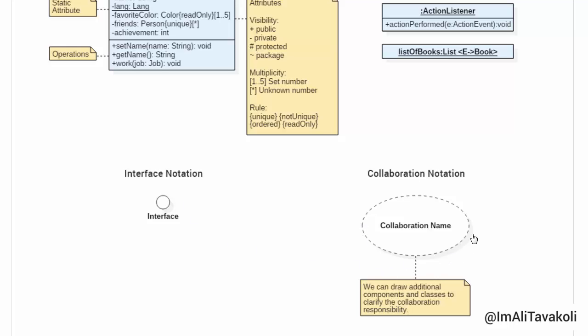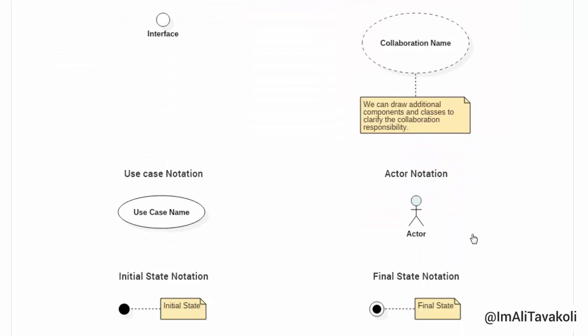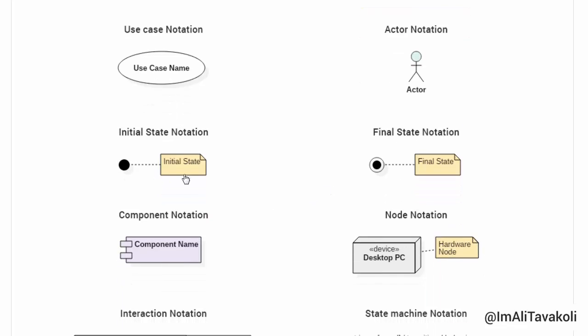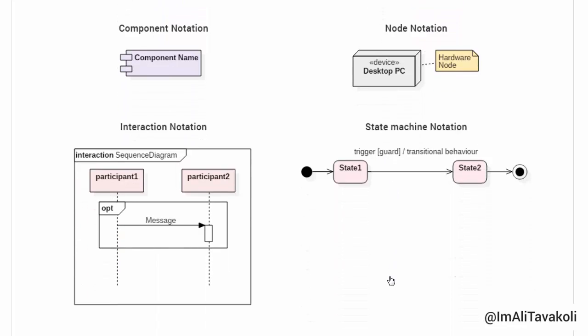We can also draw additional components to clarify the collaboration responsibility. Use case notation like this. Actor is like this. Initial state notation like this. Final state notation, component notation, and node notation. We show it like that. Interaction notation, which is going to be used in our sequence diagrams. We will show it like that.